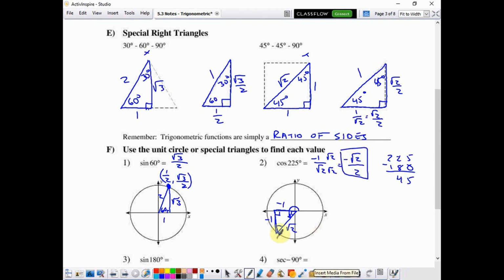And now cosine is an x value, so negative root 2 over 2 is the x value. The y value would be sine, which would be actually the same value here because opposite and adjacent are the same, so it's going to be negative 1 over root 2. So the y value here is actually negative root 2 over 2 as well.